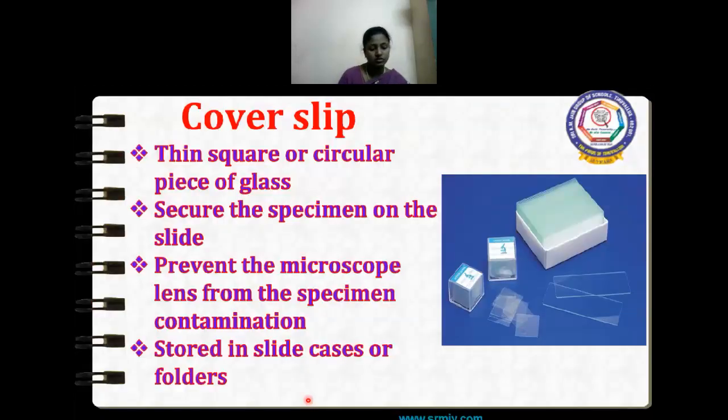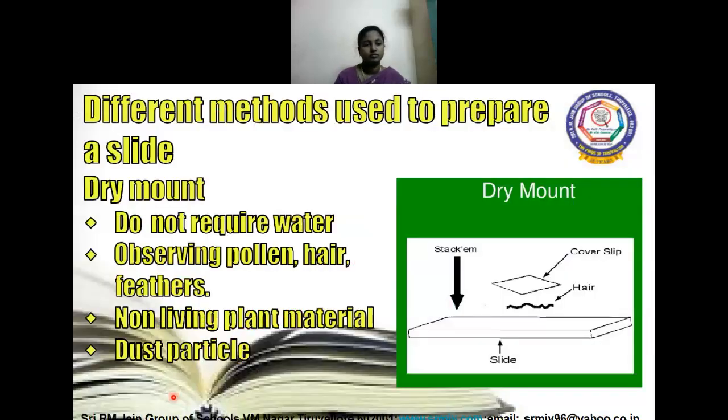Cover slip. A cover slip is a thin, square or circular piece of glass. It secures the specimen on the slide and also prevents the microscope lens and the specimen from contamination. It is stored in slide cases or folders. Let us discuss the different methods used to prepare a slide for viewing: dry mount, wet mount, stain mount and smear.